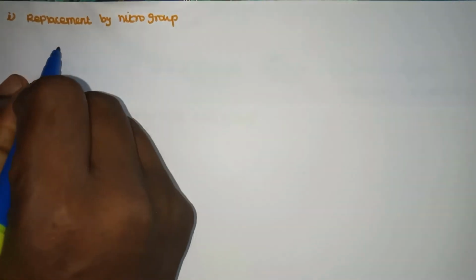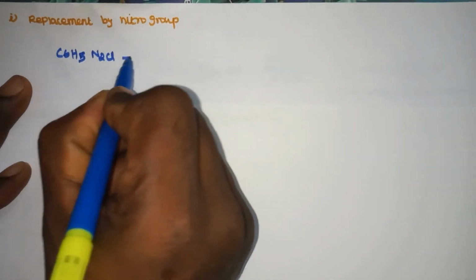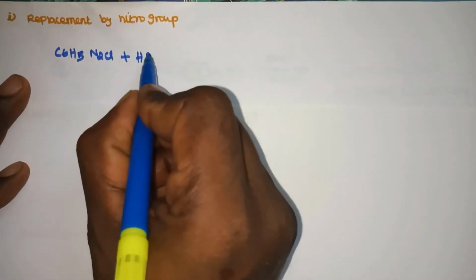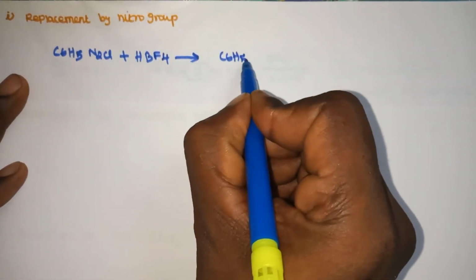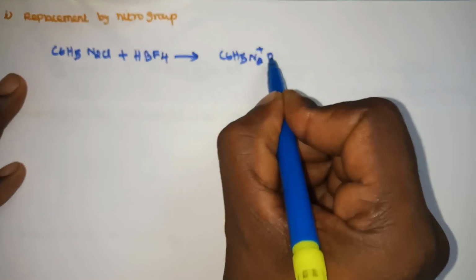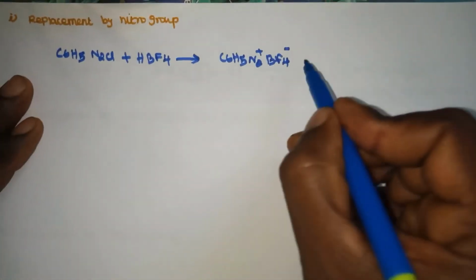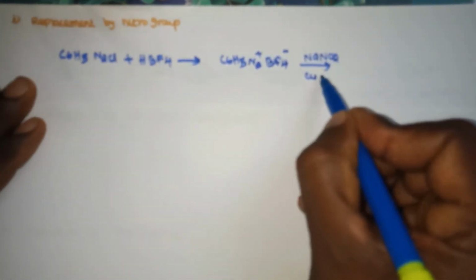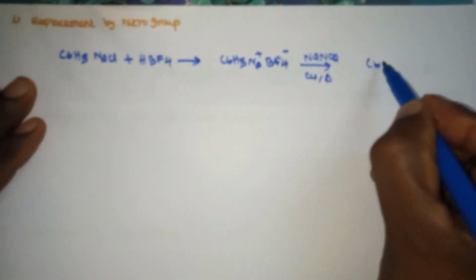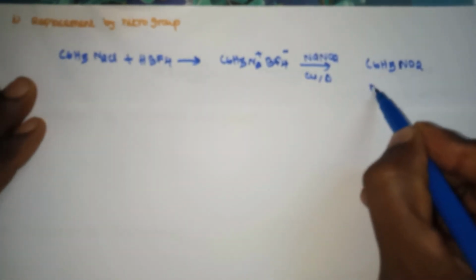Next one is replacement by nitro group. This is benzene diazonium chloride, C6H5N2Cl, reacting with fluoroboric acid to form C6H5N2 plus BF4 minus, benzene diazonium tetrafluoroborate. This reacts with sodium nitrite in the presence of copper and heating to form nitrobenzene, C6H5NO2.